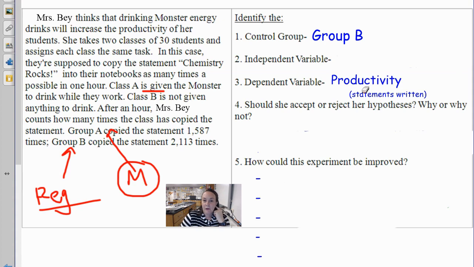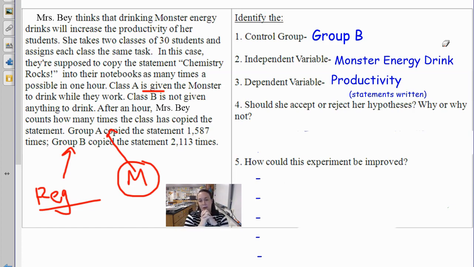And then the independent variable is what you are testing. What did I think would affect your productivity? And it says right here, she thinks the drinking Monster energy drink will increase productivity. So my independent variable is the Monster energy drink. Okay, so the control group is a class that didn't have anything to drink. We are testing if Monster can make you more productive.